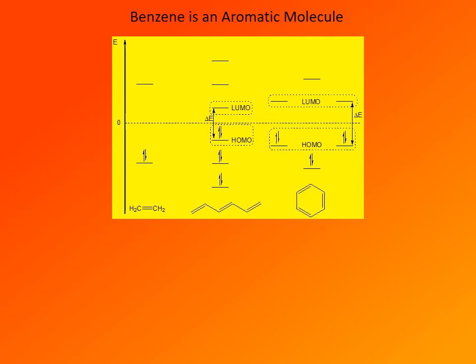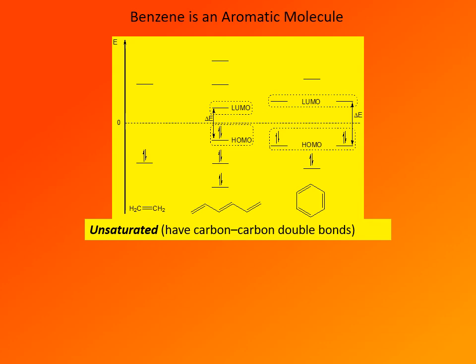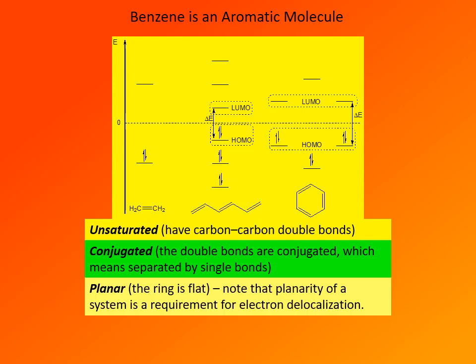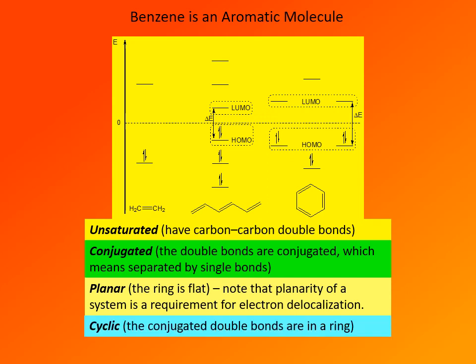Such molecules are called aromatic, and benzene is a typical example of an aromatic molecule. From the analysis that we have done so far, we can see that a molecule is aromatic if it is unsaturated, that means it has carbon-carbon double bonds; conjugated, which means the double bonds are separated by a single bond; planar, so the ring has to be flat so that electron delocalization is possible; and finally cyclic, so all the conjugated bonds have to form a ring. Benzene satisfies all those requirements, so it's an aromatic compound.